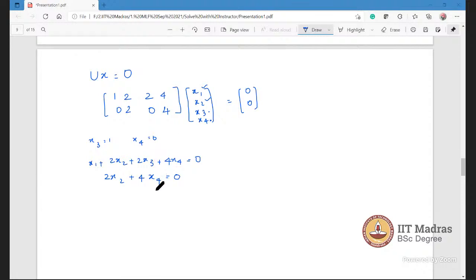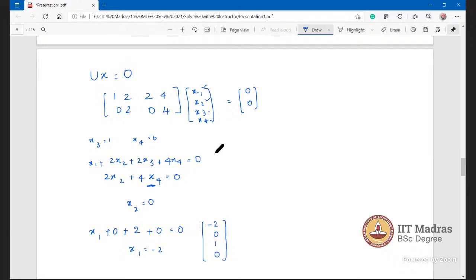So what will happen now? We have x4 as 0. So your x2 is simply equal to 0. And substituting x2 equal to 0, x3 equal to 1, x4 equal to 0 in the first equation, we will get x1 plus x2, which is 0, plus 2 times x3, which is 1, so 2, plus x4, which is 0, equal to 0. Therefore, your x1 is equal to minus 2. So this gives our first null space vector, which is minus 2, 0, 1 and 0.